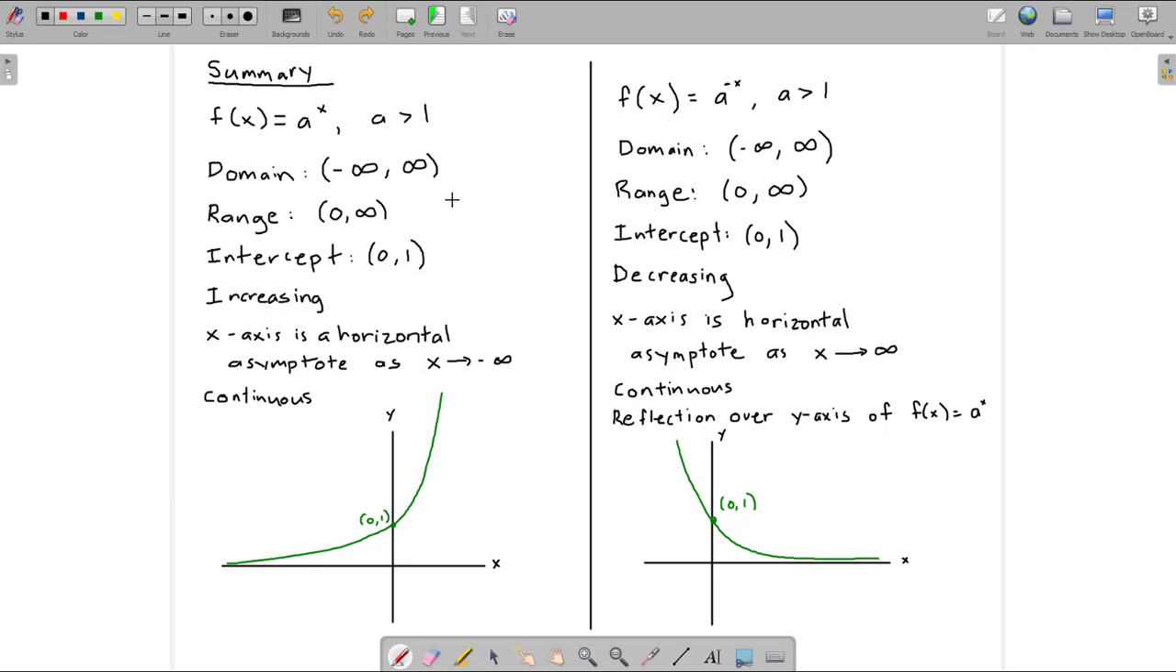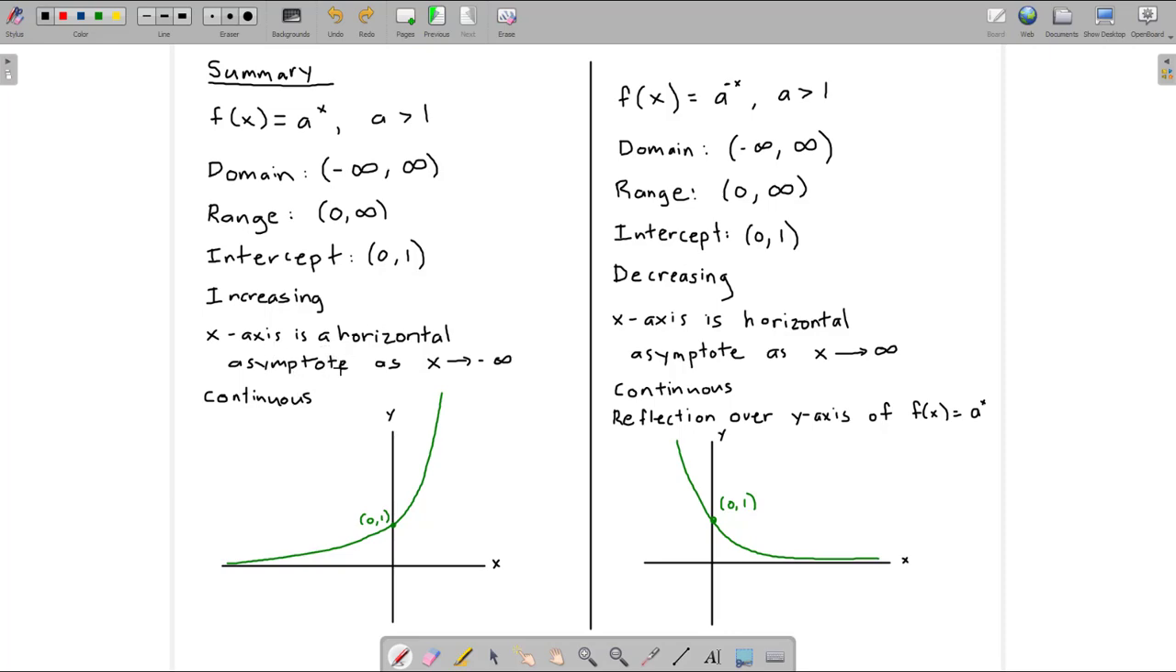The range is 0 to positive infinity. And remember, the range is the set of y values that your function takes. And so we only take positive numbers here. We'll never cross that x-axis into negative numbers. So that's an important thing to remember about exponential functions. The y-intercept is 0, 1. So no matter what your base is, you're always going to cross the y-axis at 1 and at x equals 0. This function is increasing. So going from left to right, reading our graph, it's always increasing. It's always going uphill.